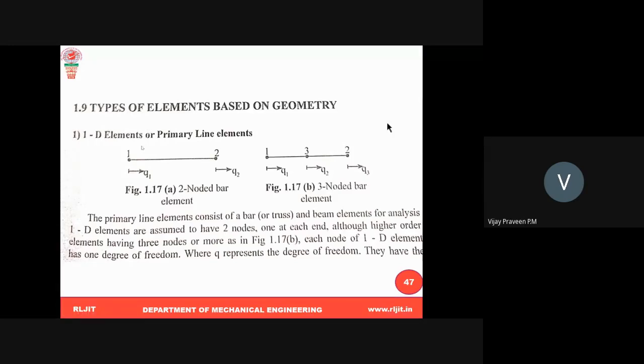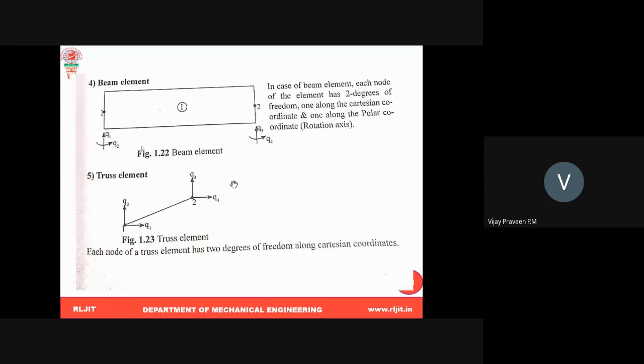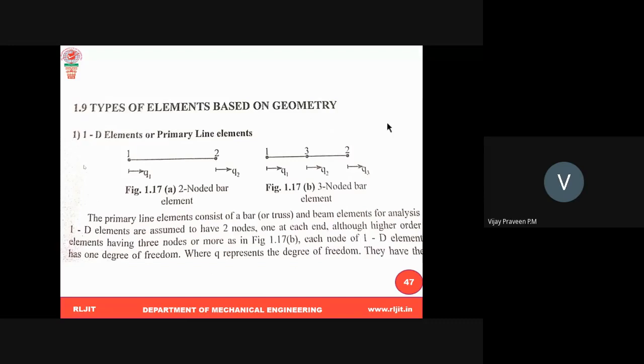In this 1D element, two types of special element will come. This is called the bar element. Usually we use bar elements when you solve the bar problem, simple bar problem, stepped bar problem, taper bar problem. All these bar problems you have to solve using this FEM technique, which means you use 1D bar elements. Either you can use a two noded bar element or a three noded one. As you use more noded bar elements, you will get more accurate results. So the bar element is a 1D element.